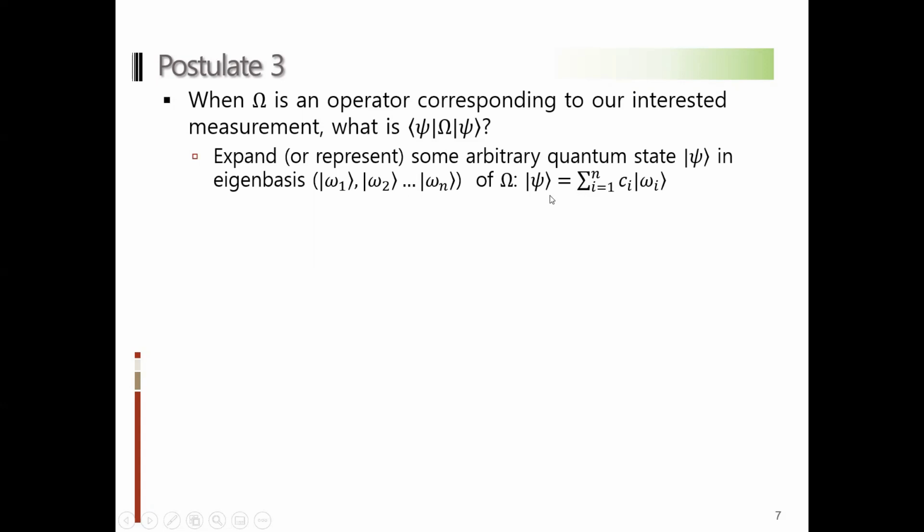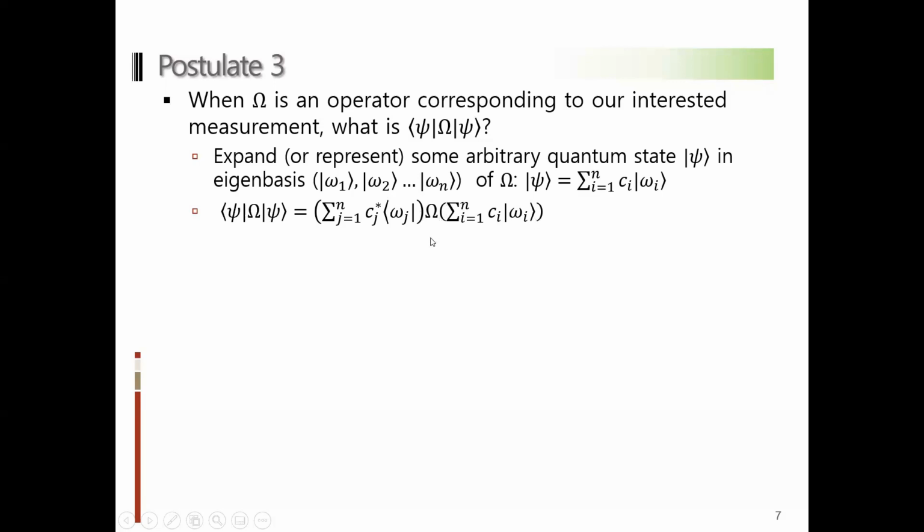Eventually, you will have this kind of expression, which is composed of the eigenvector multiplied by some probability amplitude, and the summation of them. The arbitrary state will appear as a summation of all these terms. Then, to figure out the meaning of this expression, all you can do is plug in this expansion to the left and then to the right.